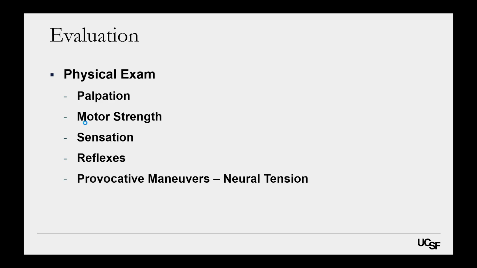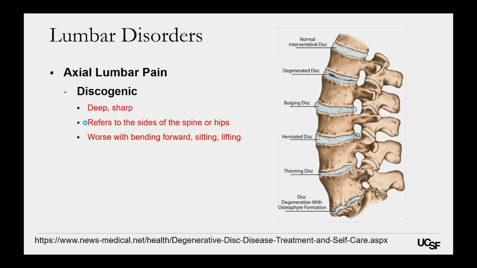to help rule in or rule out that the nerve is involved. So moving on to lumbar disorders, we'll be starting with axial lumbar pain, which is pain that occurs along the spine, down the midline, maybe off to either side of that midline, but doesn't really travel that far out to the thighs or down the legs. So this is called axial lumbar pain.